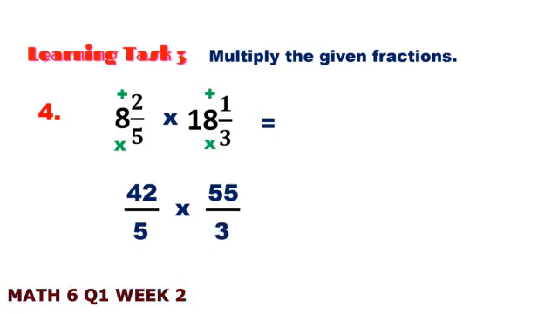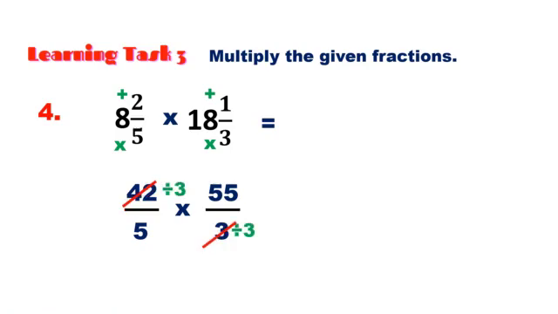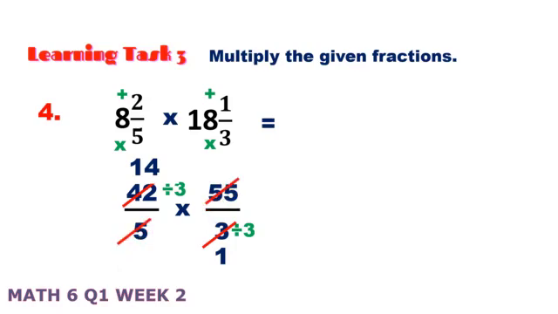Then let's cancel 42 and 3. And the common factor is 3. 42 divided by 3 equals 14. 3 divided by 3 equals 1. You can cancel also 5 and 55. And the common factor is 5. 55 divided by 5 equals 11. 5 divided by 5 equals 1.